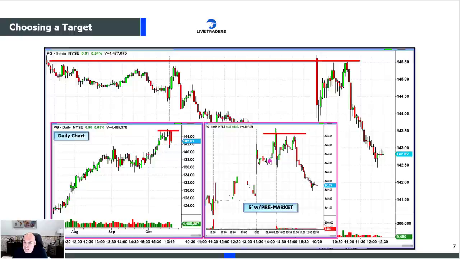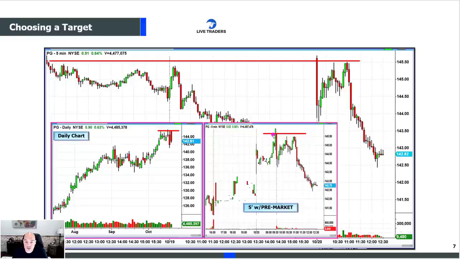What, 15, 20, 30 minutes before the market opened. So by the time the market opened, guess what happened? PG was really tired. It had moved from 144 up to 145.50, and 145.50 is double top resistance on the 5-minute and a topping tail on the daily right up into this resistance point. So a little bit extended into resistance.